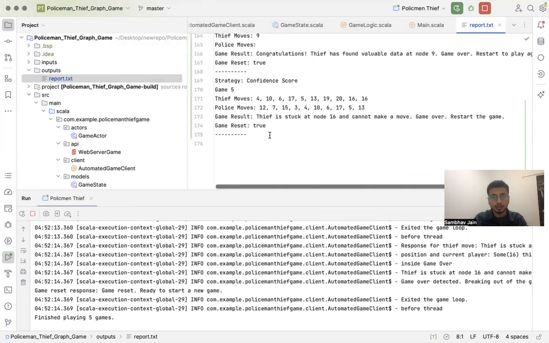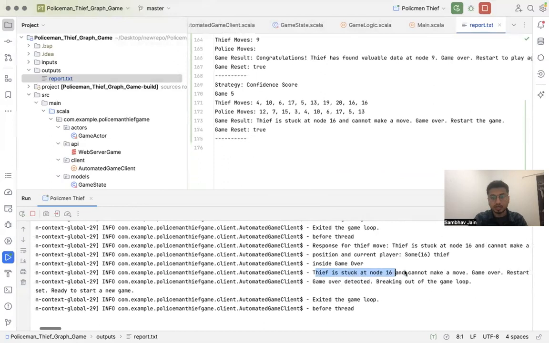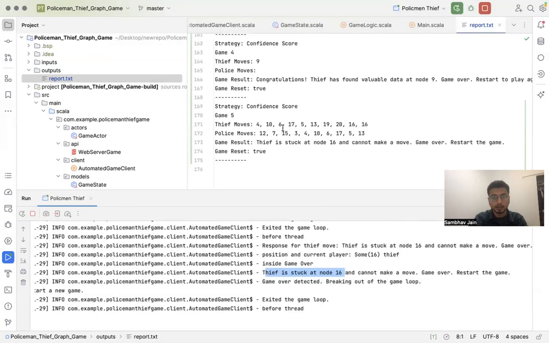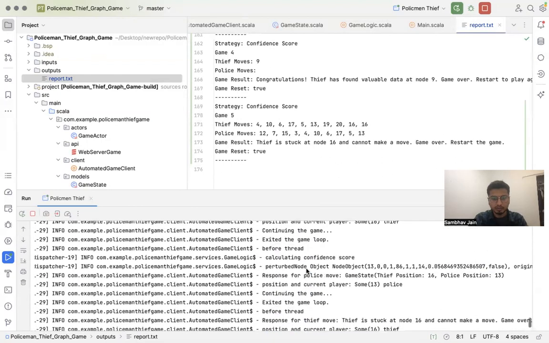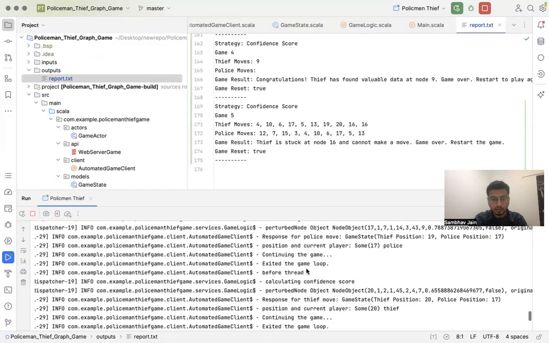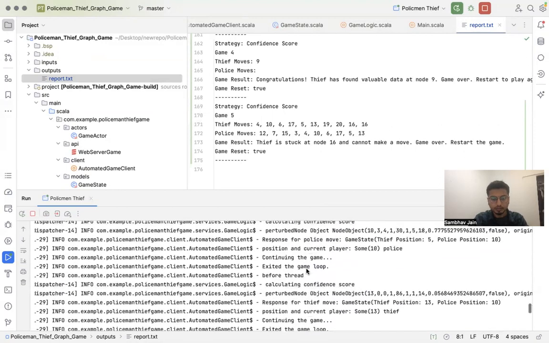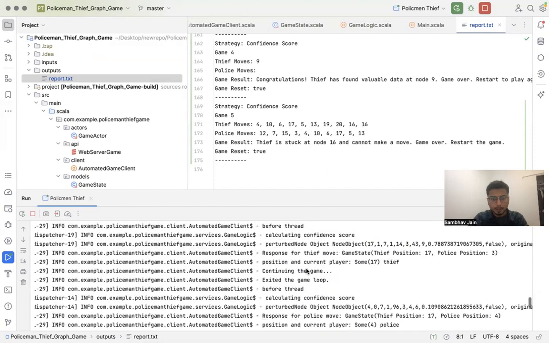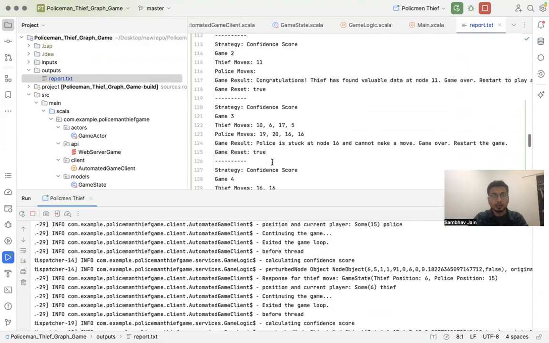So this is the second invocation. We can see the results of it, and we can see in the log that thief is stuck at node 16 and cannot make a move, and that's what is printed here in our report.txt. And this was game number 5. That is what it should be here. Okay, so this is our report here.